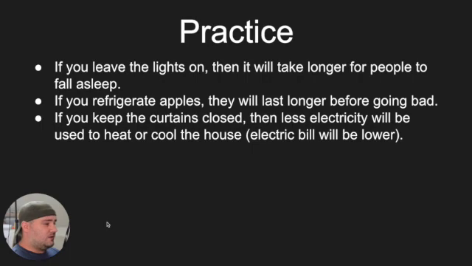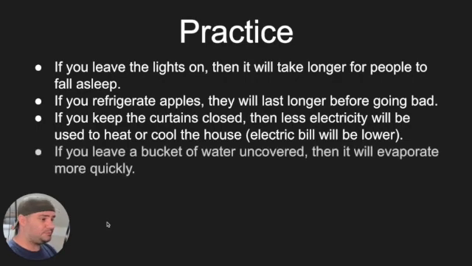If you keep the curtains closed, then less electricity will be used to heat or cool the house. The thing we do, the independent variable, is keeping the curtains closed. If the curtains are closed, then less electricity will be used, and we're measuring electricity use. So that's our dependent variable.